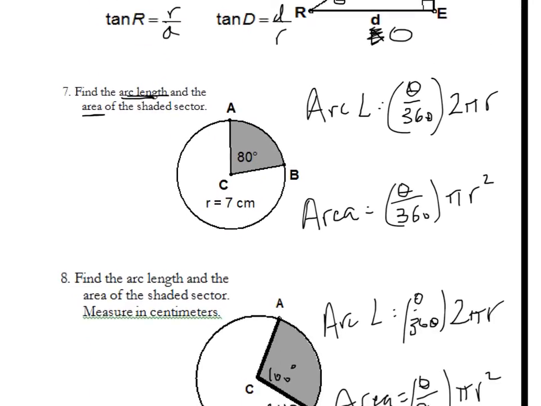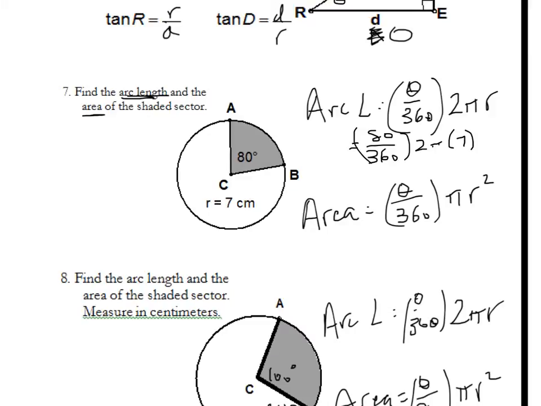Question 7, find the arc length and the area of the shaded sector. So these are 2 formulas that have been on the board both days. Please put them on your note card for sure. And all you need is an angle and a radius. So arc length, I'm going to plug the angle in. We're trying to find the portion of the circle that 80 degrees covers. 2 times pi times the radius, which is 7.